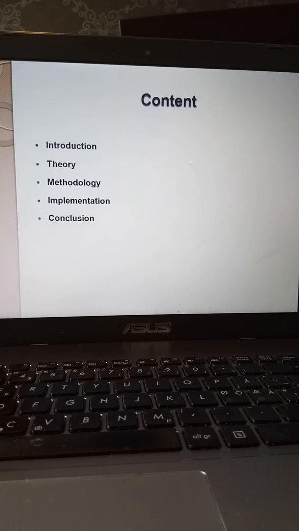Contents: Introduction, Theory, Methodology, Implementation, Conclusions. These are the major parts to complete this project.